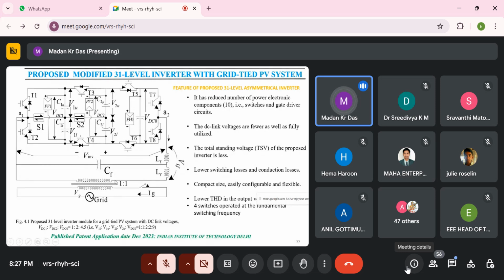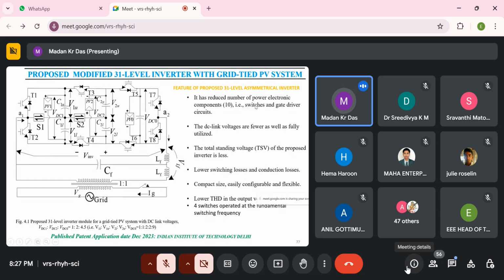We have used a 1:1 transformer. So in this inverter we have generated 31 levels of output voltage with only 10 switches, meaning 8 unidirectional switches and 2 bidirectional switches.